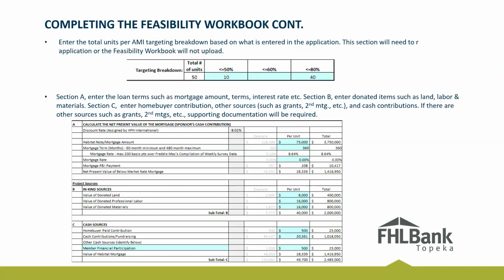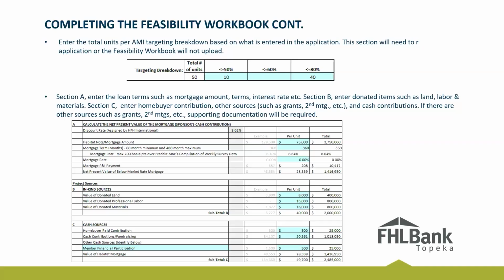Next, enter the total units per AMI targeting breakdown based on what is entered in the application. This section will need to match the application or the feasibility workbook will not be able to be uploaded in AHP Online. Under Section A, enter the loan terms such as mortgage amount, terms, interest rate, etc. Section B, enter donated items such as land, labor, and materials.